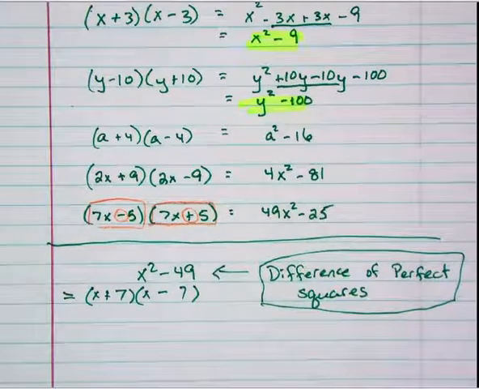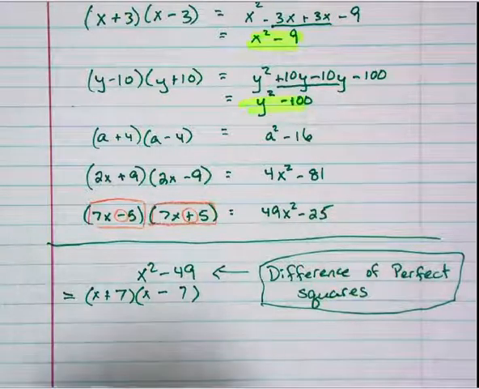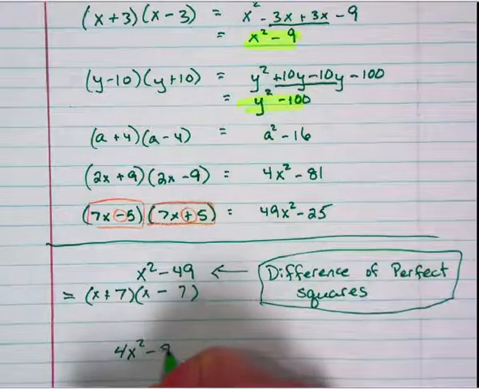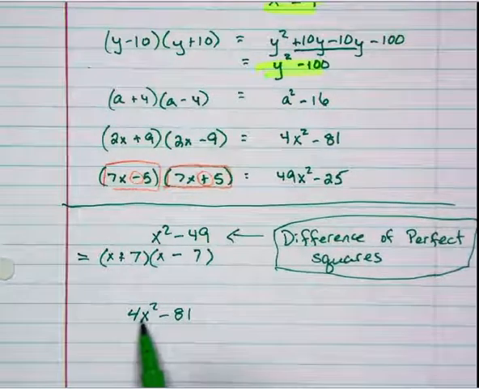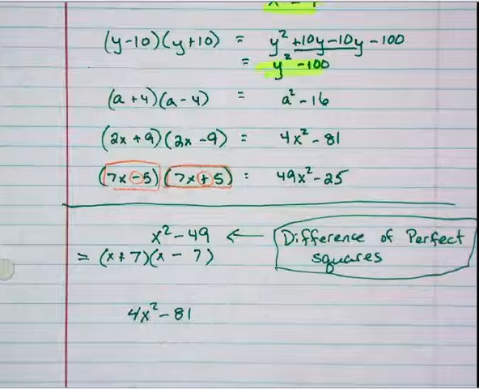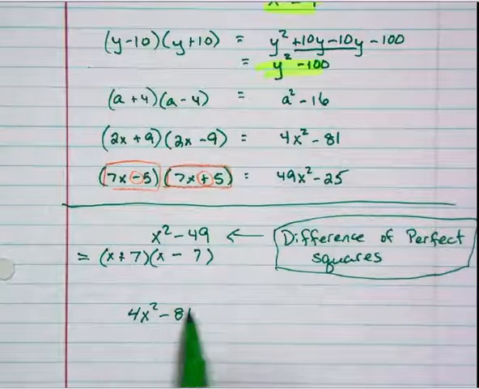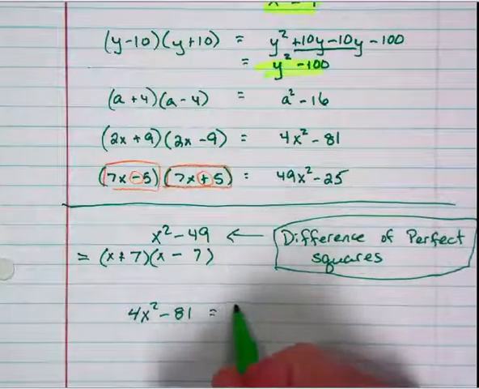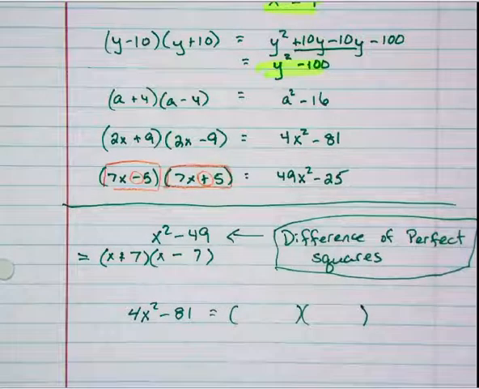So the most difficult part about this a lot of times is recognizing it. Okay, so if I gave you 4x squared minus 81, I need to recognize that 4x squared is a perfect square, 81 is a perfect square, and these two things are being subtracted. Since that's the case, I'm going to factor this using the difference of perfect squares method. This had to come from multiplying two binomials that were the same but opposite.